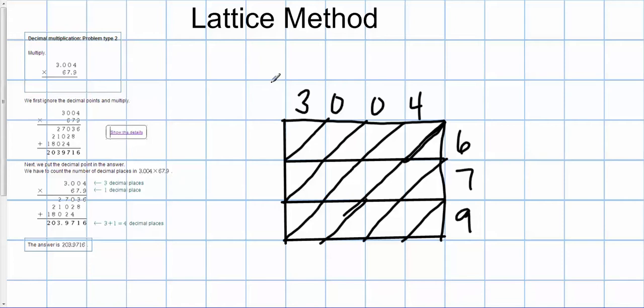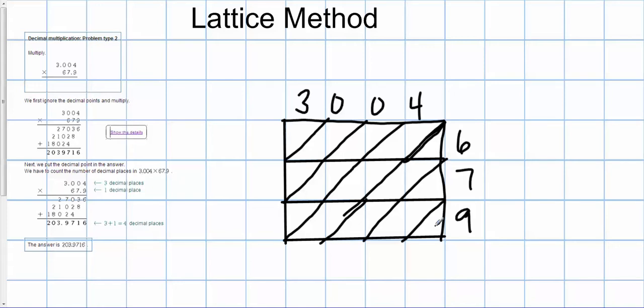So the very first thing, and I already have this done because it takes me a while to set up my lattice box, is to write out our problem using our lattice method. The numbers I have are 3, 0, 0, 4, and 6, 7, and 9. So I'm multiplying 3 and 4 thousandths times 67 and 9 tenths.